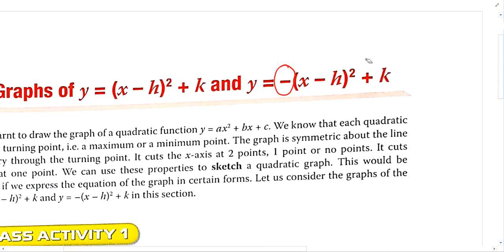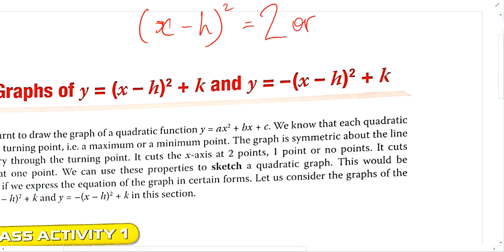Okay. Next thing. What do you think are some possible values of (x − h)²? Possible values. What could they be? Give me a number. 2. Okay. Maybe it's equal to 2, or any other possible numbers? We just want to make sure we understand fully what this (x − h)² is.